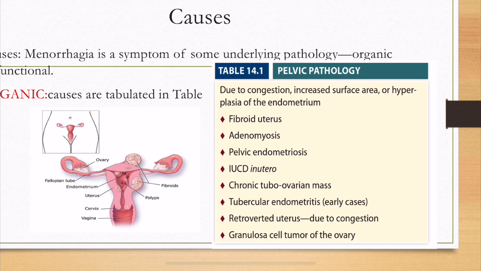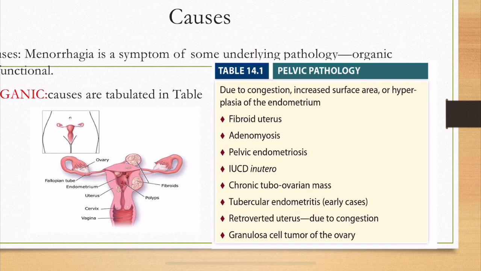Chronic tubo-ovarian mass. The chronic tubo-ovarian mass is an infectious mass of adnexa. Adnexa, the ovaries and the fallopian tubes, sometimes the ligaments together, they are called adnexa. When there is an infectious mass formed as a result of pelvic inflammatory disease, this will result in the formation of a chronic tubo-ovarian mass. The tubes and the ovaries, there is a mass formation.